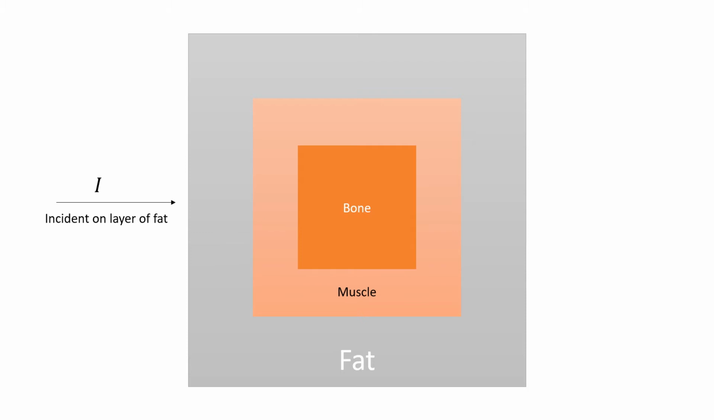So what happened at first, as asked in the question, the incident on the layer of fat is I. It is incident at the fat muscle boundary. Do not get confused. This is the fat muscle boundary and it is incident here. And it is transmitted into the muscle, over here.